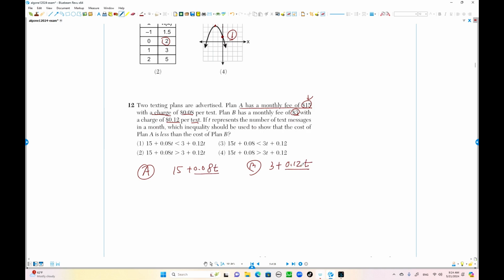Comes with that. So which inequality should be used to show the cost of plan A is less than the cost of plan B, okay? Yeah, that's the answer. Which one is the answer? Okay. Choice 1 is the answer, okay?